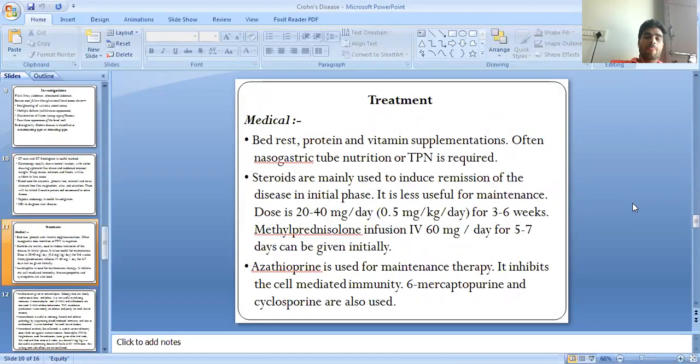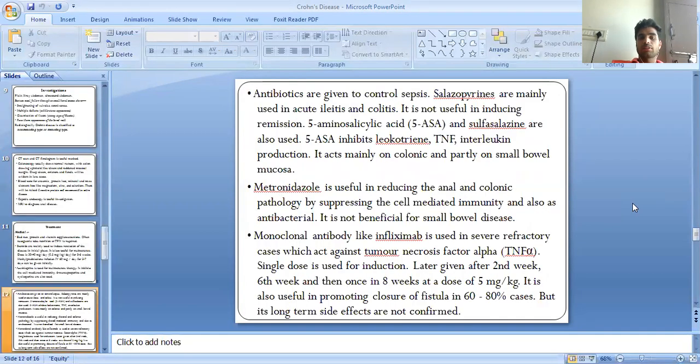Now treatment. Bed rest. This is the medical treatment: bed rest, protein and vitamin supplementation, often nasogastric tube nutrition, and TPN, total parenteral nutrition, is required. Steroids are used. Azathioprine is used for maintenance therapy to inhibit cell immunity. Antibiotics such as metronidazole are also given. Monoclonal antibodies like infliximab are also used.